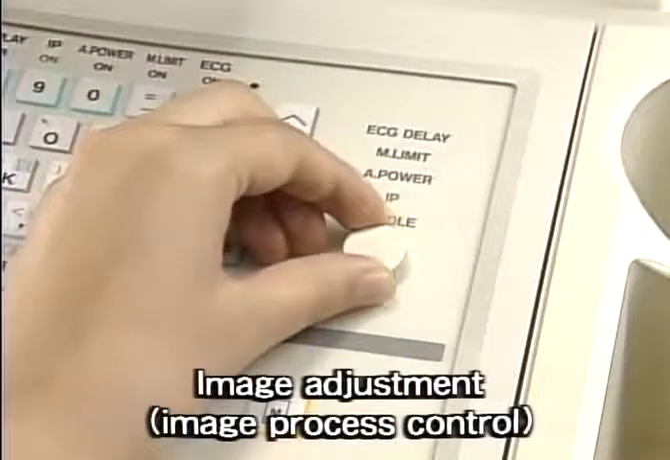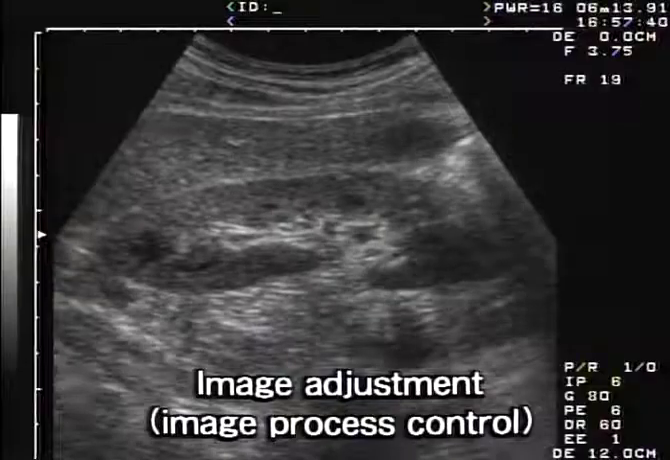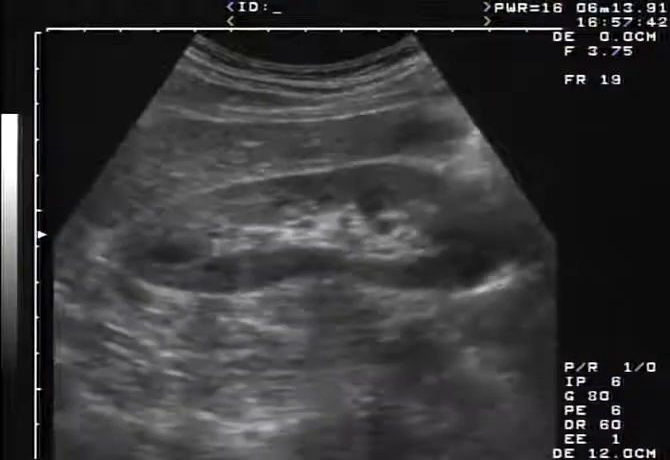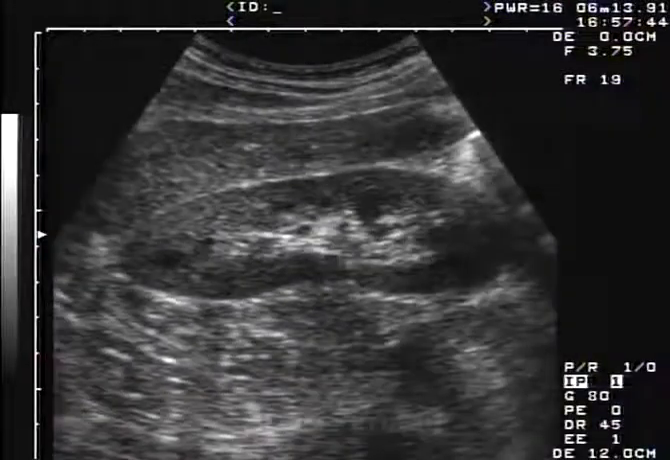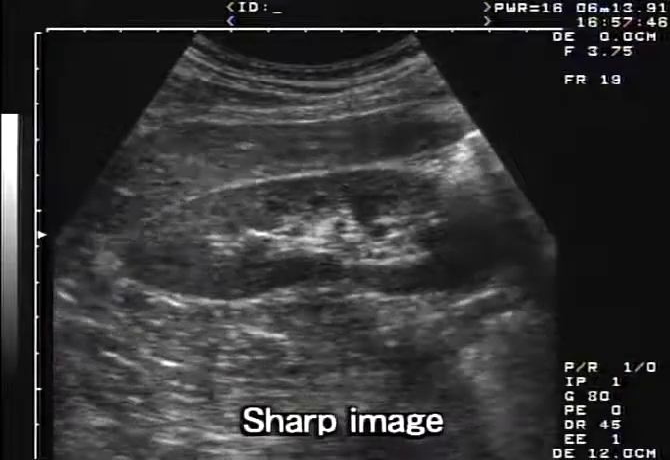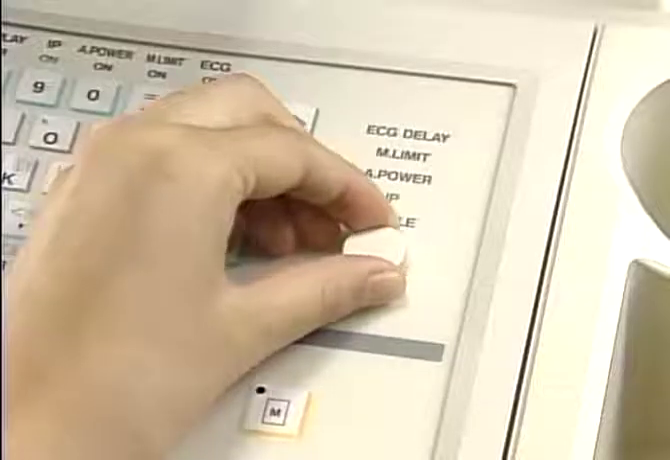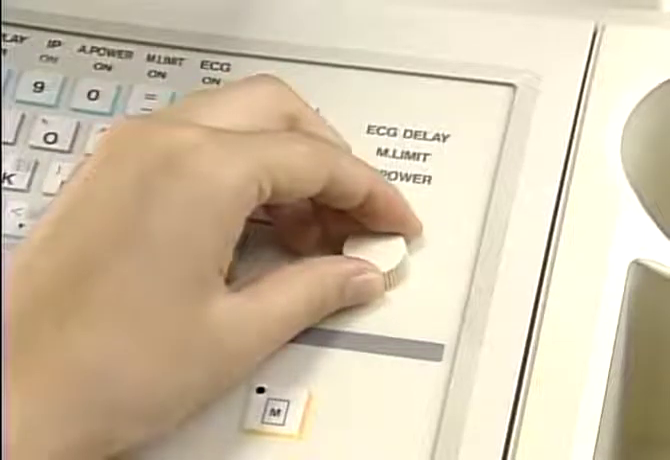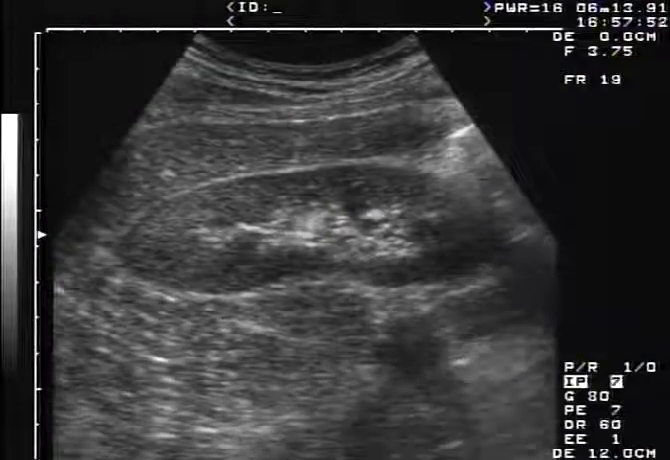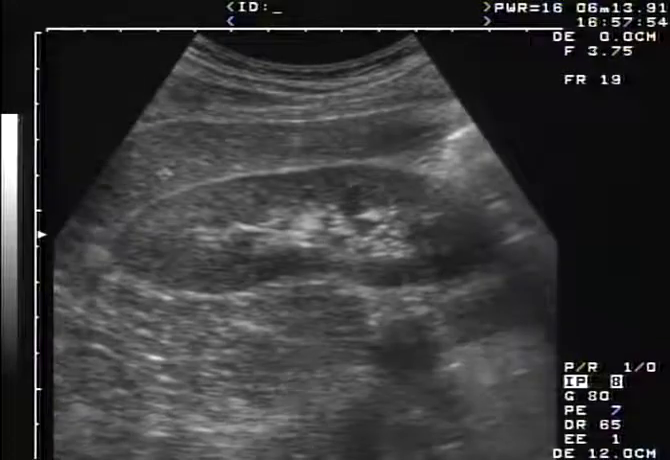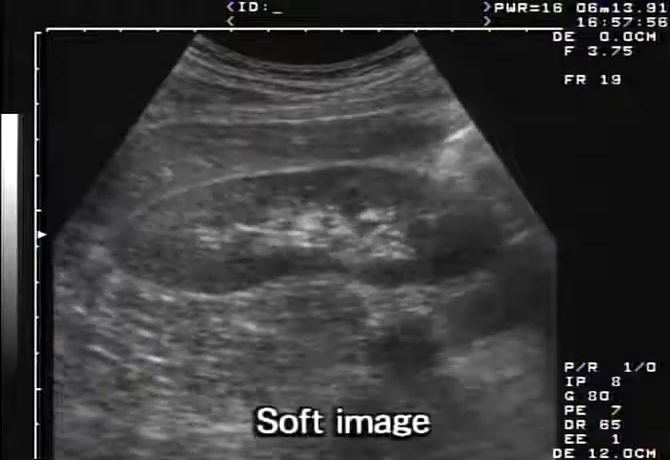Sharp images with high contrast show great differences according to the strength of echoes, and the borders of organs or tumors are very apparent. This makes it very easy to perform measurements. Soft images show grayscale levels clearly. Therefore, it is very easy to differentiate a tumor with little echo variation.